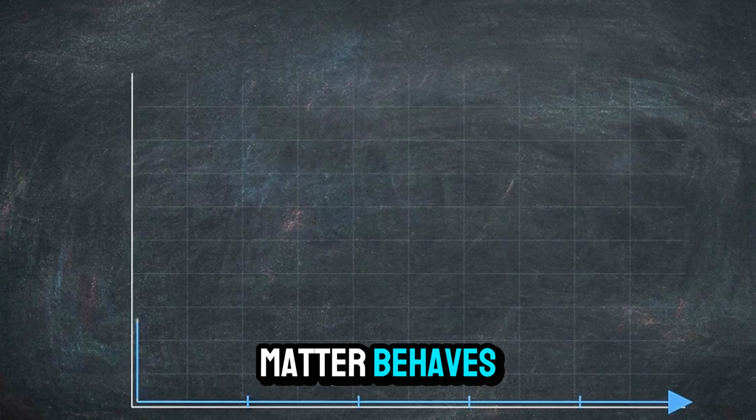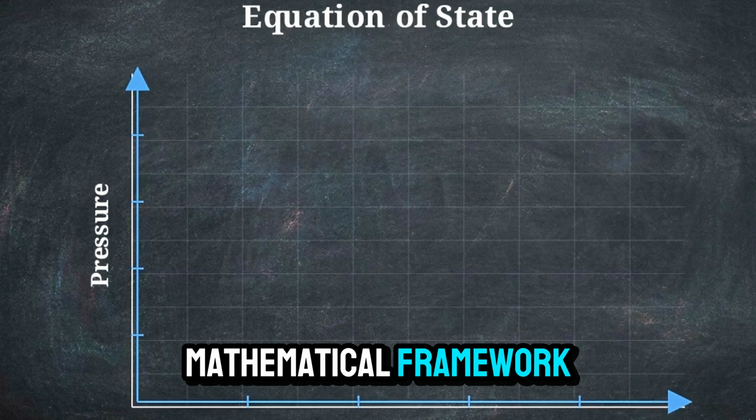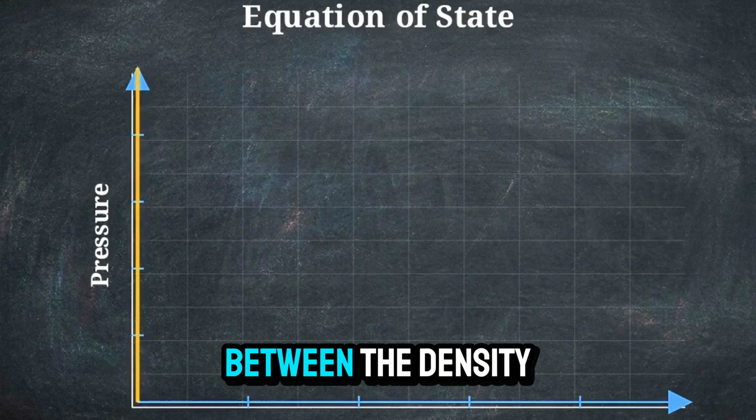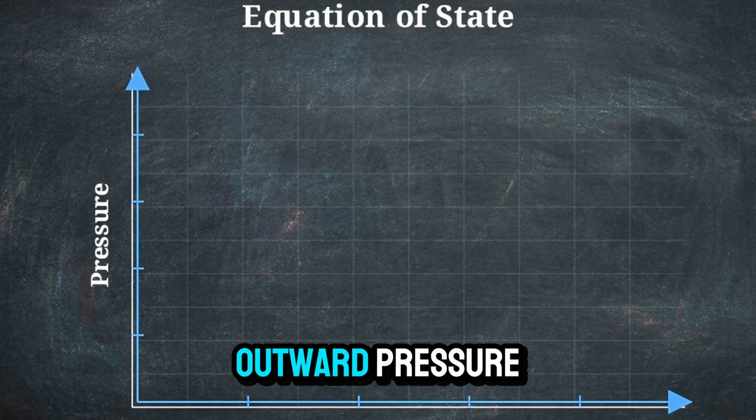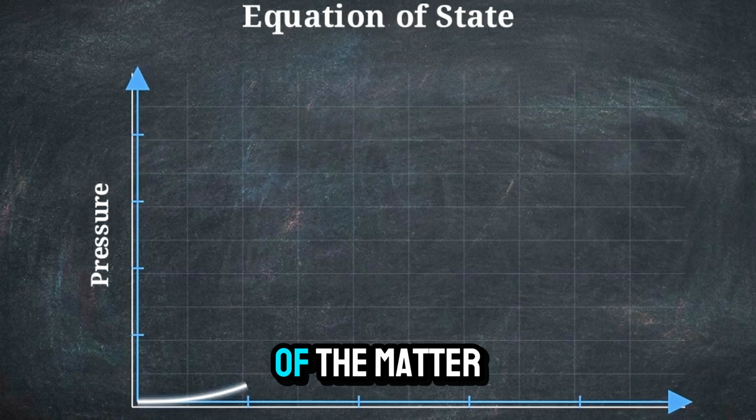To model how matter behaves under this level of extreme compression, physicists use a mathematical framework called the equation of state. This graph maps the direct relationship between the density of nuclear matter and the outward pressure it generates. The shape and slope of this curve represents the stiffness of the matter.